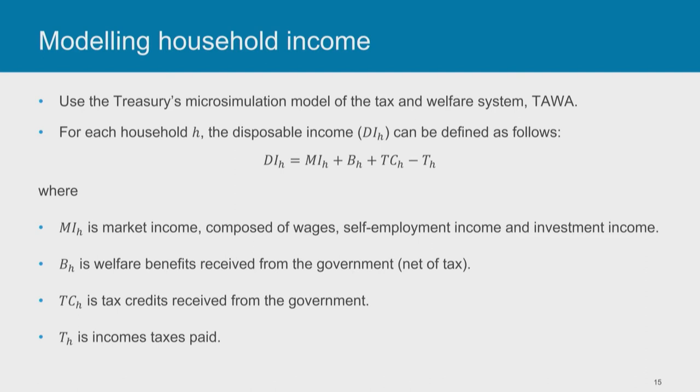We use the Treasury's microsimulation model of the tax and welfare system, TAWA. The model combines data from StatsNZ's Household Economic Survey and administrative data sets using the Integrated Data Infrastructure, or IDI. And TAWA models the effect of the New Zealand tax and transfer system on household incomes. For each household, denoted H, the disposable income, DI, is defined as the sum of market income composed of wages, self-employment income and investment income, plus any welfare benefits received and tax credits received, and then income taxes are deducted. But note that corporate and consumption taxes are not modelled.